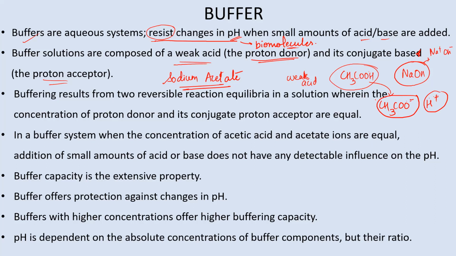equilibrium. Okay, and the concentration of the proton donor and the concentration of the proton acceptor are going to be equal in a buffering system. So in a buffer system, when the concentration of acetic acid and acetate ions are equal, addition of small amounts of acid or base does not have any detectable influence on the pH. That is what the buffer system is used for.